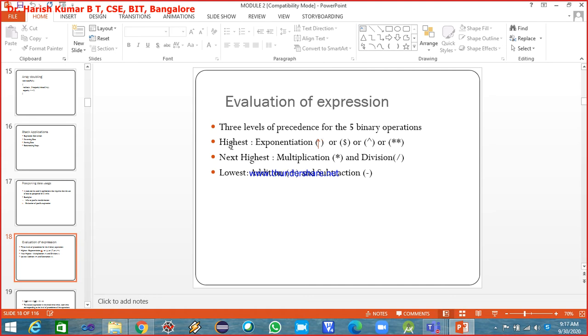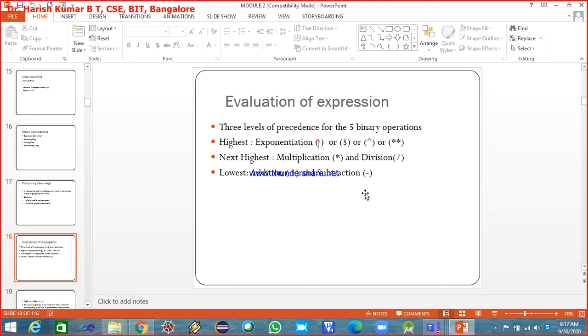Exponentiation has the highest precedence, and next goes to multiplication and division. So multiplication and division have the next precedence, and the lowest precedence goes to addition and subtraction. Okay, hope you people understood the precedences.